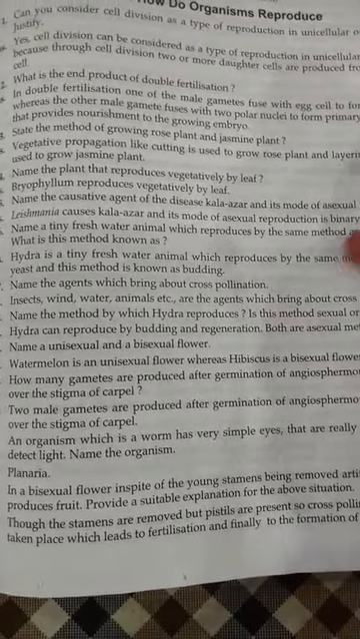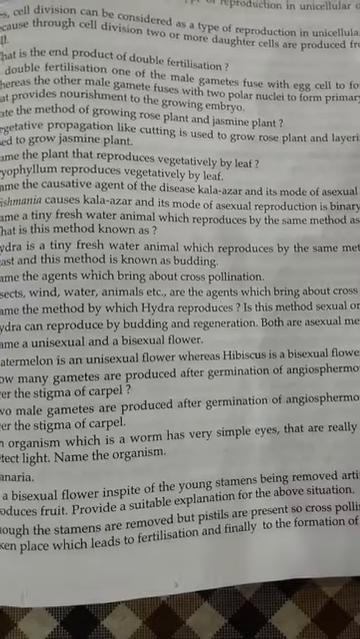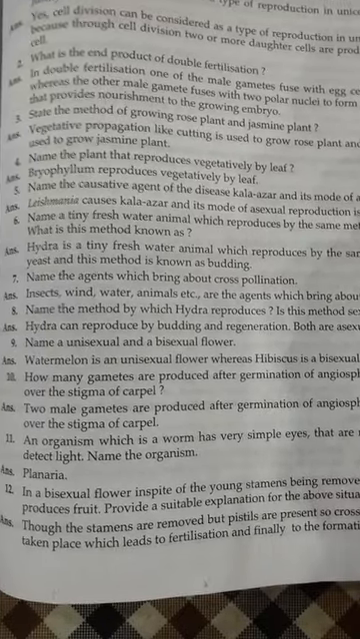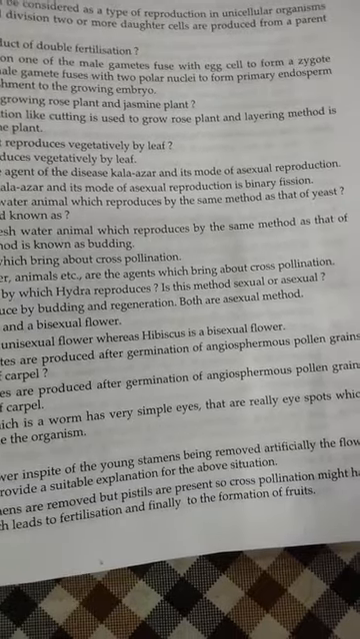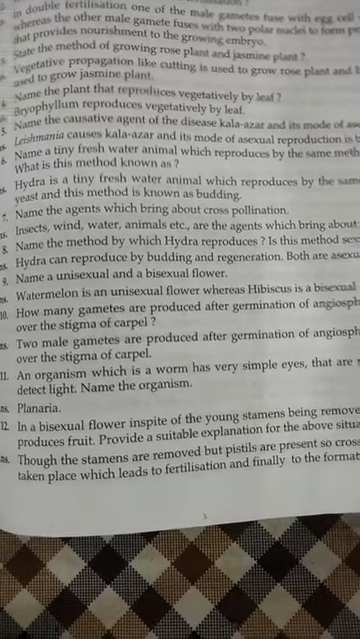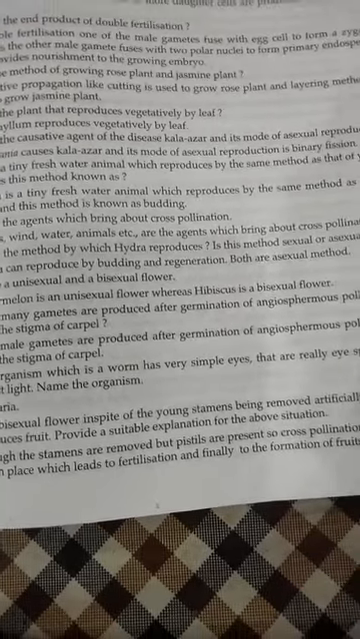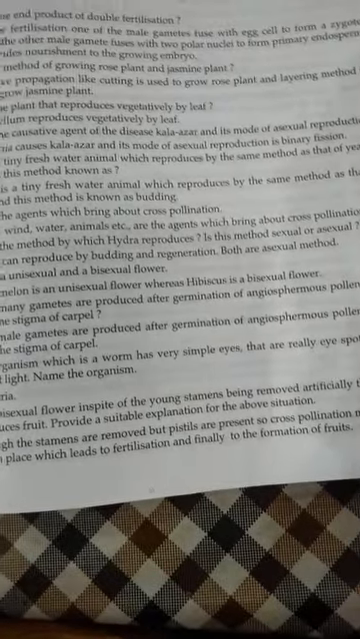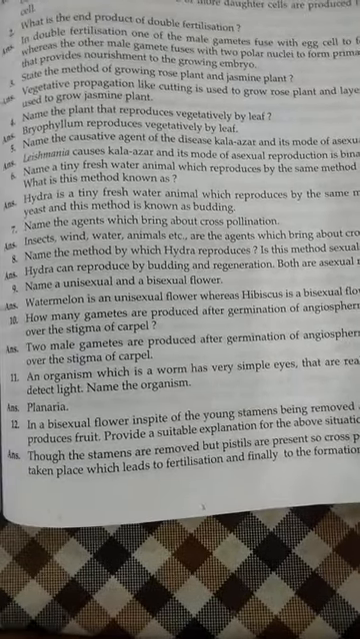Seventh is, name the agents which bring about cross-pollination. Answer: insects, wind, water, animals, etc. are the agents which bring about cross-pollination. Now, name the method by which Hydra reproduces, and is this method sexual or asexual? Okay, so Hydra can reproduce by budding and regeneration, and both are asexual methods.